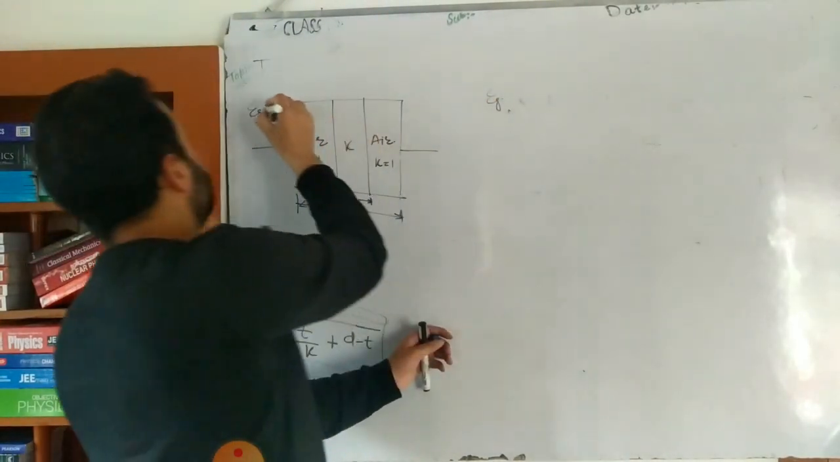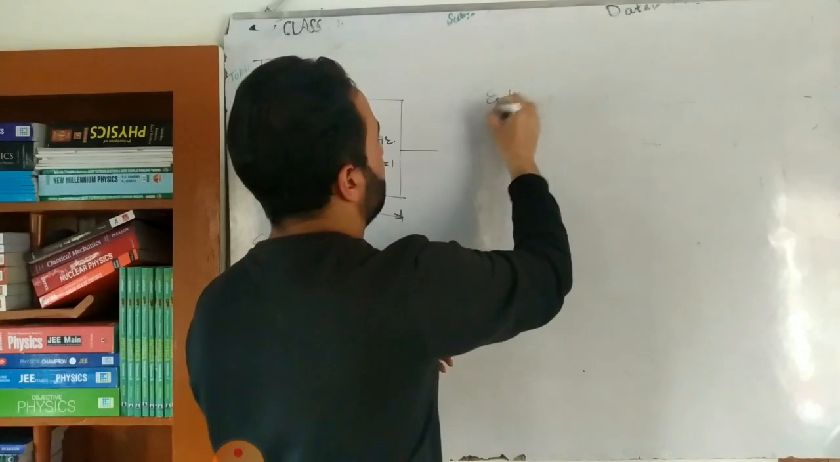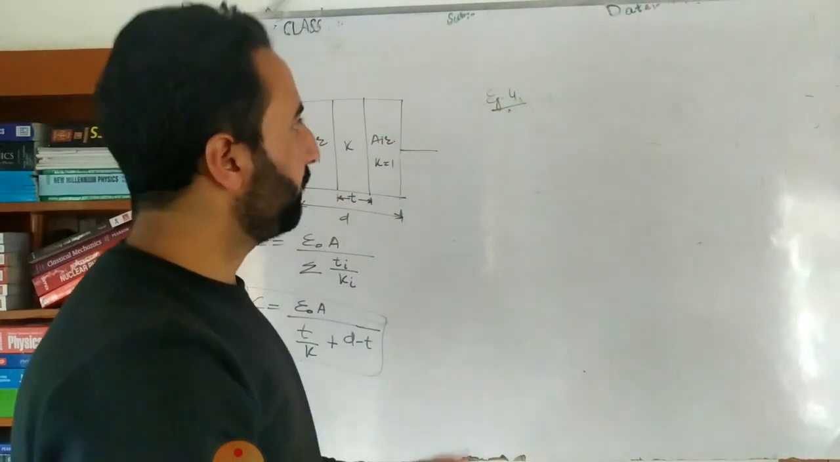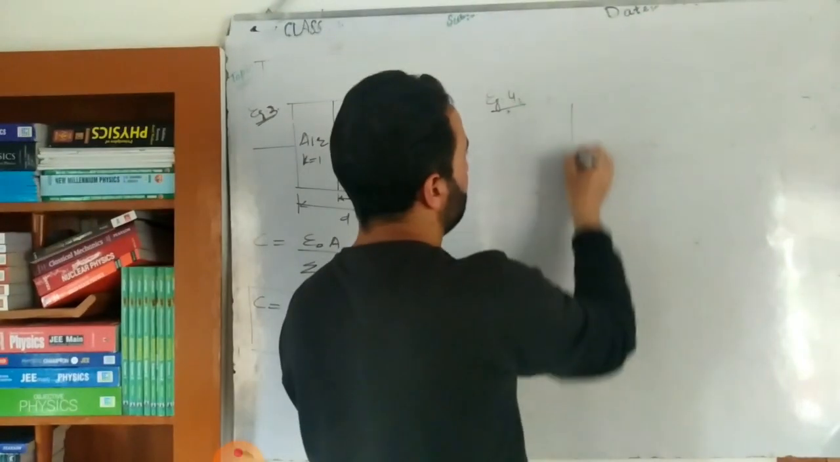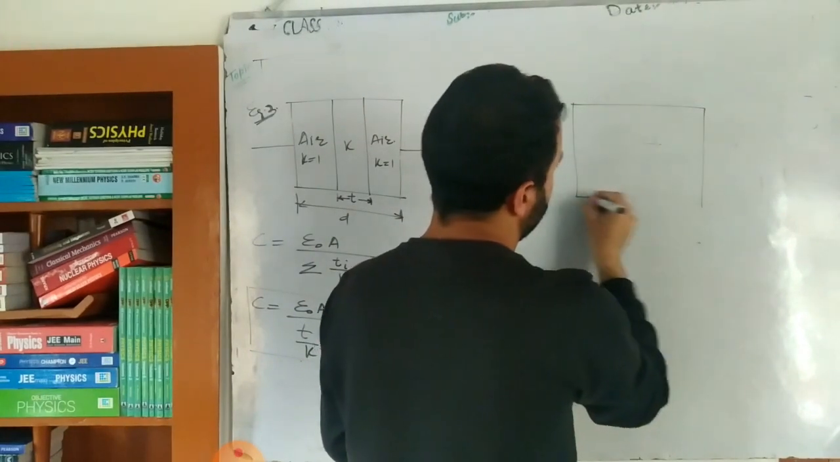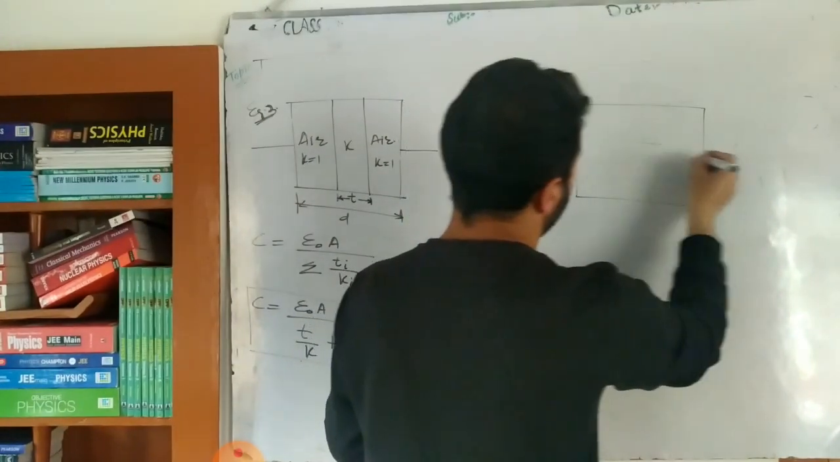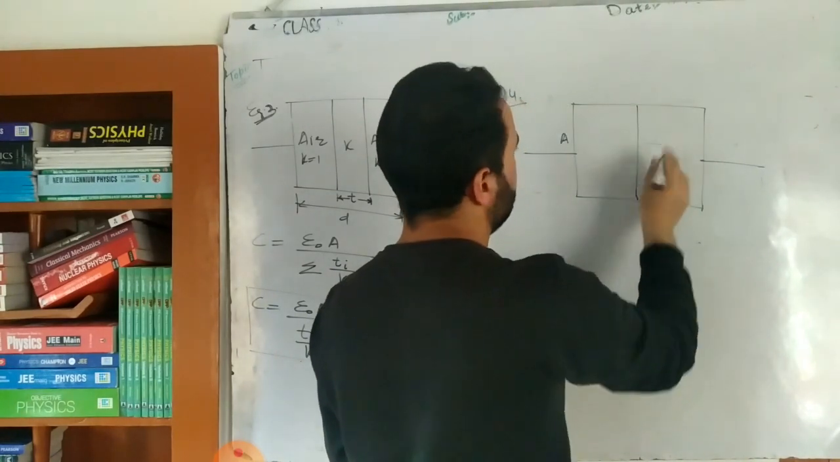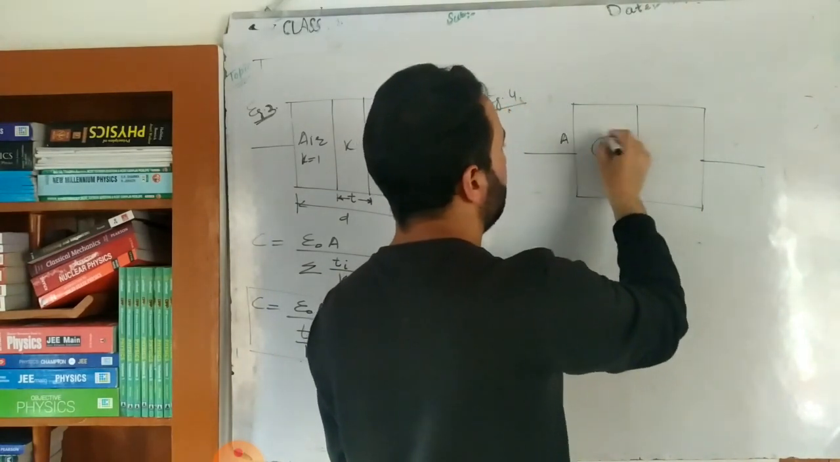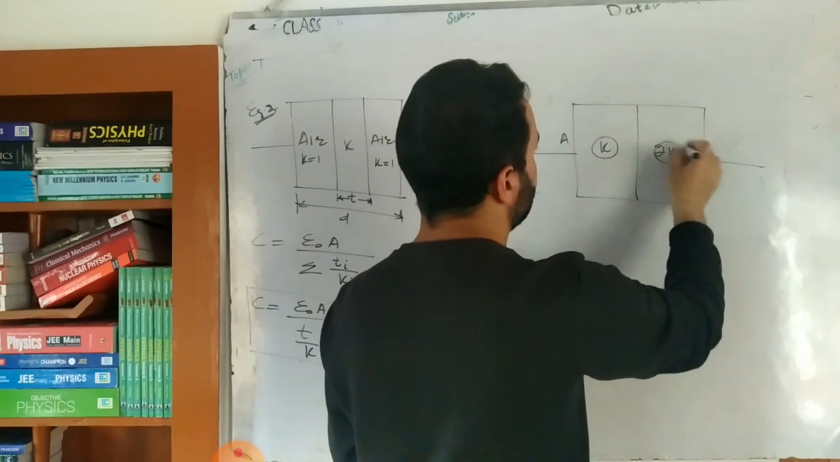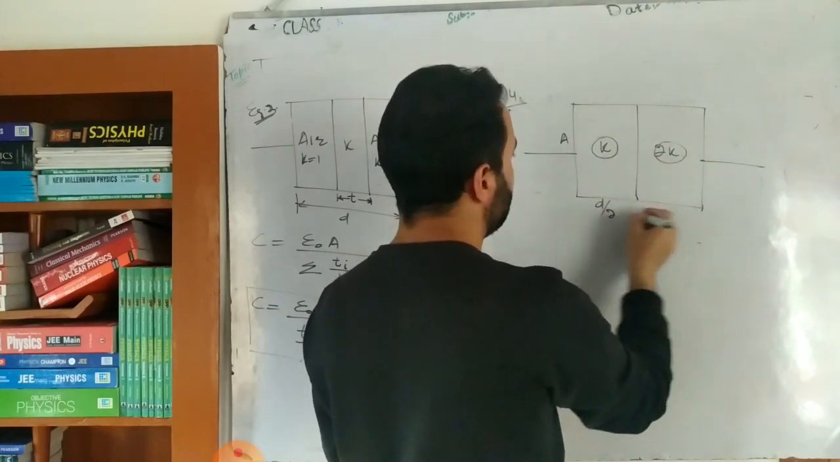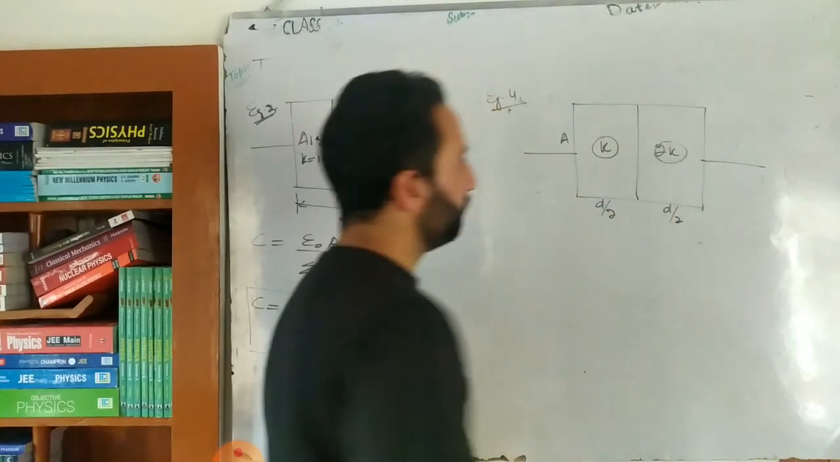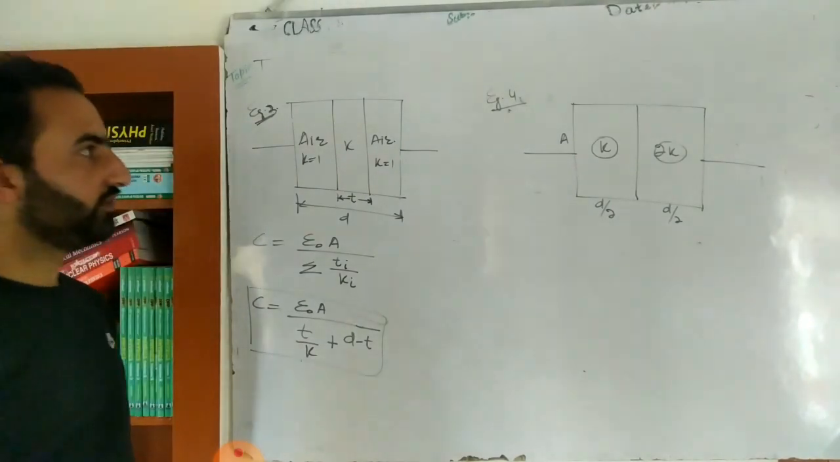Example number 3 was done, so let's do example number 4. Here we have again a parallel plate capacitor. These are two terminals with area A, and this here has dielectric constant K. This other has dielectric constant 2K. This width is d by 2, and this width is d by 2. The question is to calculate the equivalent capacitance between the points A and B.